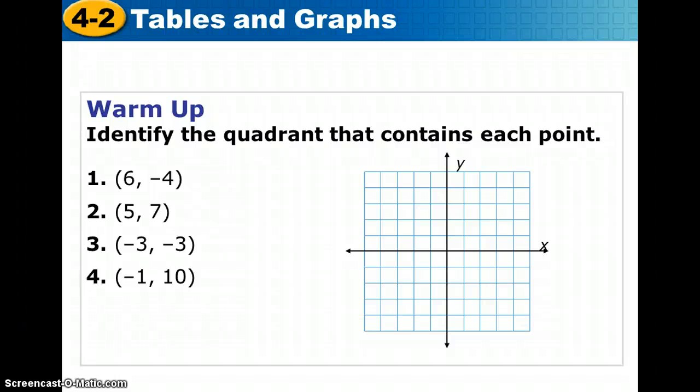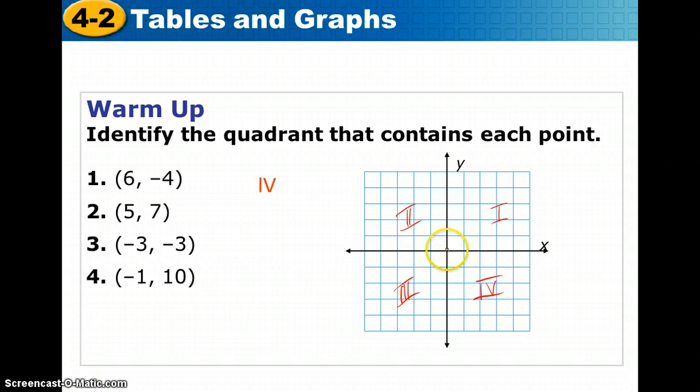Chapter 4, Lesson 2, Tables and Graphs. Let's review the quadrants. Let's identify where 6, -4 would be. So of course we have quadrant 1, 2, 3, and 4, starting in the top and making a C going clockwise. So 6 over, 6 down 4 would be in quadrant 4.